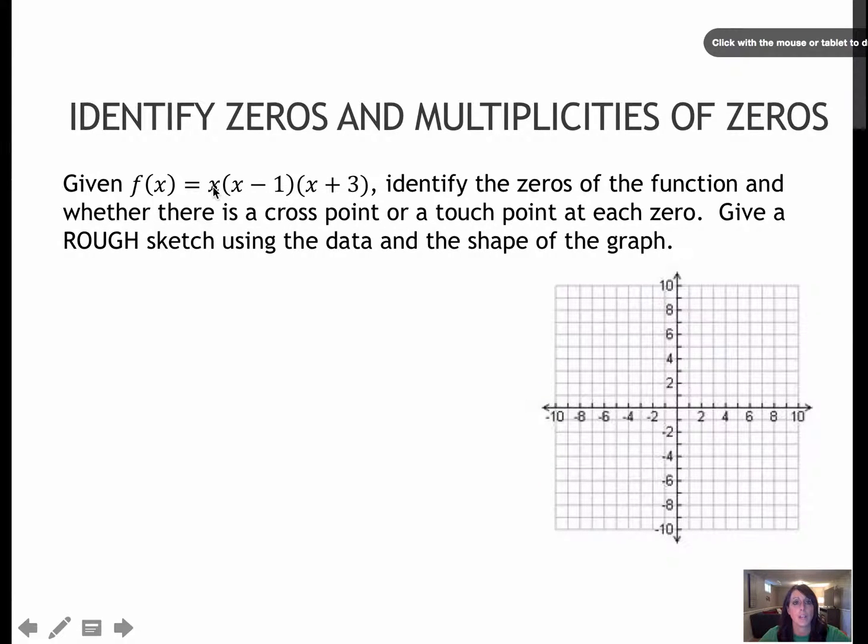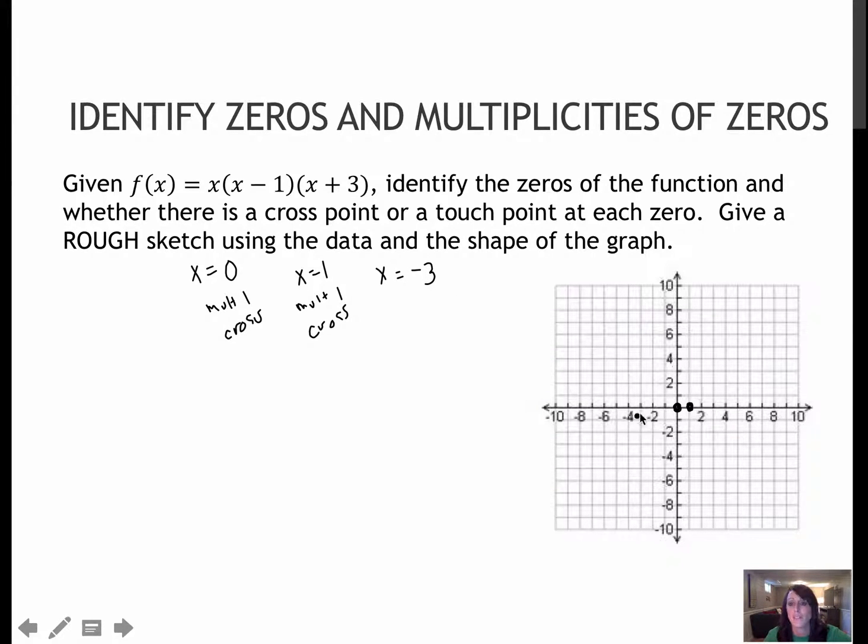So I'm going to have a 0 at 0, and that has a multiplicity of 1, which means it crosses at 0. This one would give me x equal positive 1 with a multiplicity of 1, which means again it's going to cross at 1. And x plus 3 gives me an answer of negative 3, or a root of negative 3. And again, that's odd, and so it's going to cross at that point.